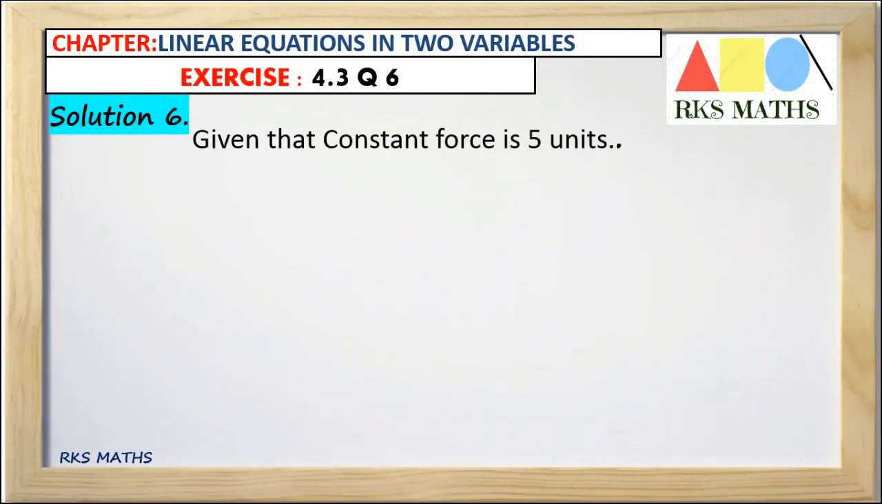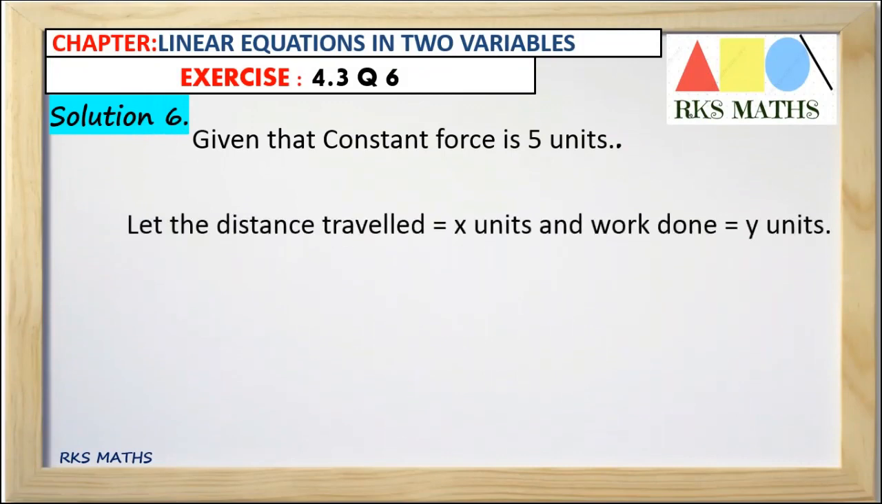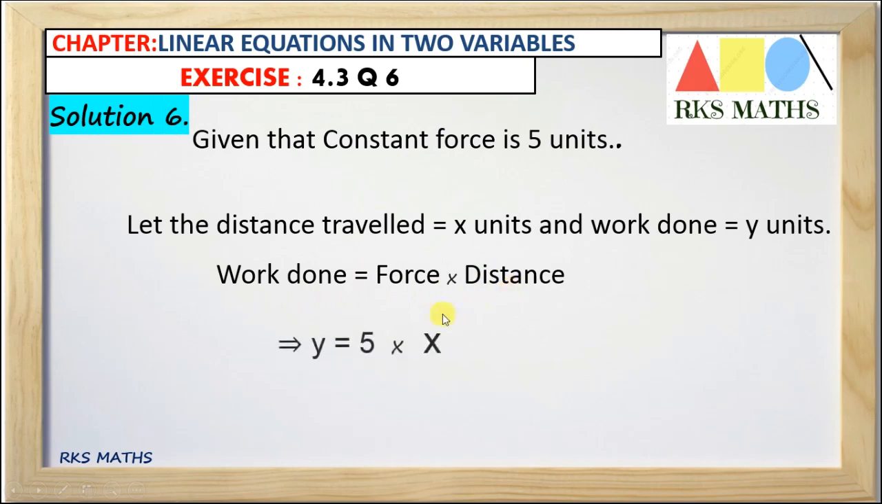Students, it is given that the constant force is 5 units. So let us take the distance traveled as x units and the work done as y units. As given in the question, work done is directly proportional to the distance, and we know that work done is equal to force into distance, so y is equal to 5 into x. Students, what is y? We have taken y as work done. What is x? It is the distance traveled, and the force is constant, that is given as 5. So our equation becomes y is equal to 5x.